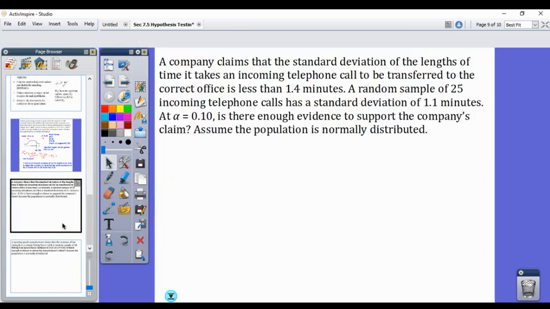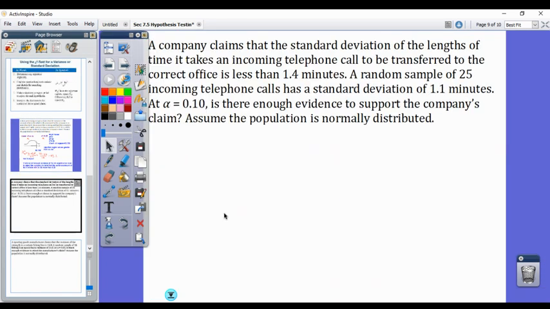So the company claims that the standard deviation of lengths of times it takes an incoming telephone call to be transferred to the correct office is less than 1.4 minutes. A random sample of 25 incoming telephone calls has a standard deviation of 1.1 minutes. At an alpha level of 0.10, is there enough evidence to support the company's claim? Assume the population is normally distributed.